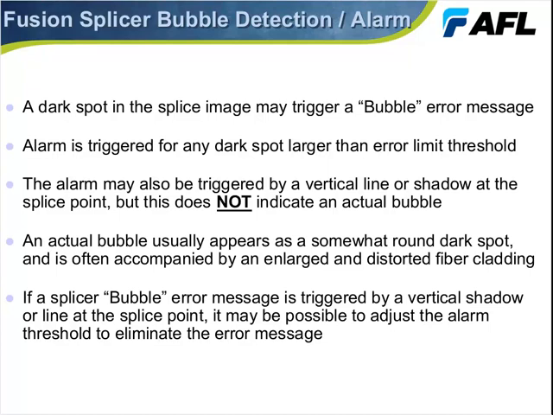And in many cases, the shape of the fiber has been deformed as the bubble expands. So if the bubble error message is triggered by a vertical line or a shadow at the splice point, one of the things we're going to want to do, especially if we know that we're dealing with dissimilar fiber splicing, is just modify that error threshold.